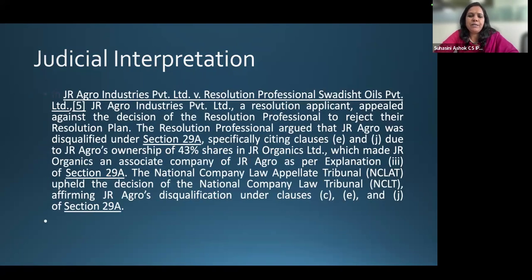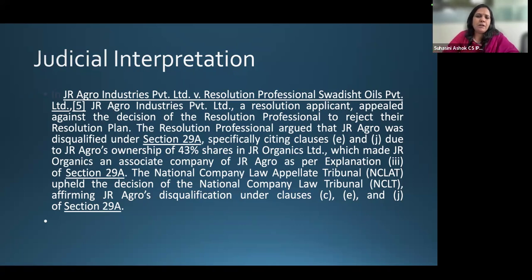Even in JR Agro Industries, a resolution applicant appealed against the decision of the RP to reject their plan. Here, JR Agro was disqualified, specifically citing E and J, due to ownership of 43% shares in JR Organics. This is again an associate company, holding 43% shares, through which they submitted the plan.